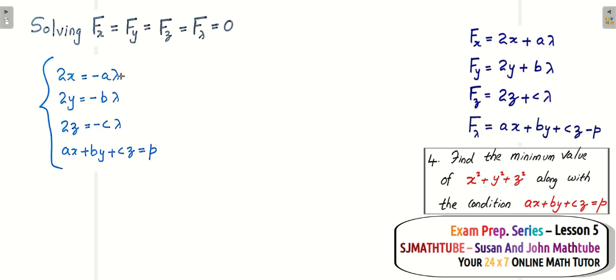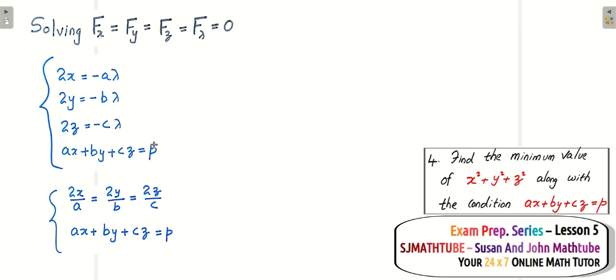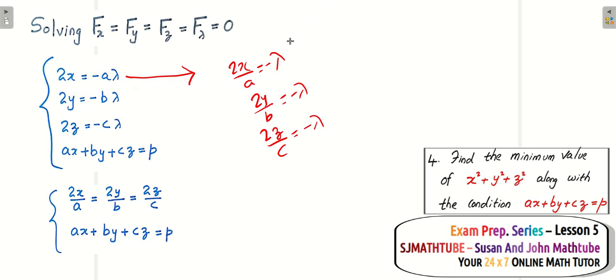And that gave me 2x equal to minus a lambda, 2y equal to minus b lambda, and this, and the condition. And now look at this. From the first one, I can see that 2x by a is equal to minus lambda. Similarly, 2y by b is equal to minus lambda, and 2z by c is equal to minus lambda, and the lambda value should be equal, and that is how I got this.